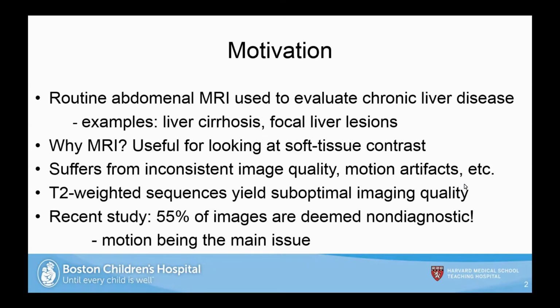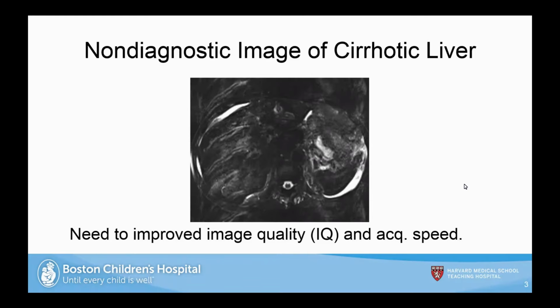Compared to a lesion. So a recent study did show that 55% of images are deemed non-diagnostic, and this is primarily because of motion artifacts. So this is a non-diagnostic image of a cirrhotic liver, and basically in this talk, what they're going to try and do, I don't want to spoil it, but they're going to try to use deep learning to determine whether an image is non-diagnostic, which looks like this, and you can't even see where the liver is because another part of the body has been superimposed on it due to motion artifacts, versus diagnostic, so an image that can be used. So the whole purpose of this paper is that they want to improve image quality and acquisition speed.